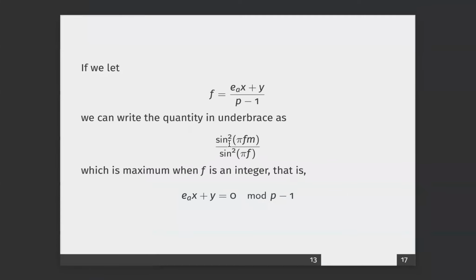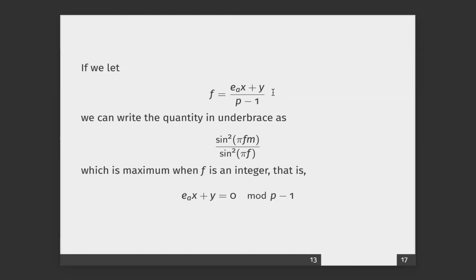Now let's suppose you have done that exercise and that you are convinced that this is equal to sine squared pi f m over sine squared pi f. Then this function here attains its maximum when f is an integer. In other words, e a x plus y minus p divided by p minus 1 is equal to an integer.